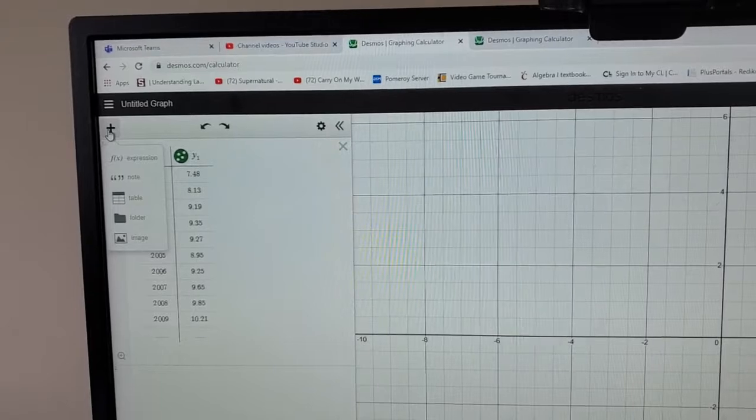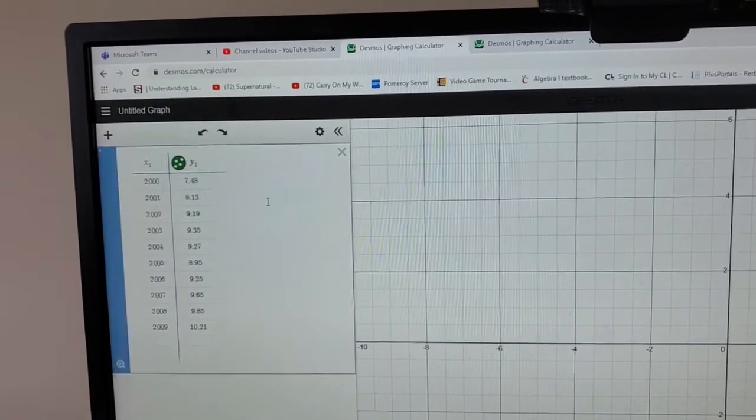So hit the plus sign, and then you're going to pick table. And I already put the data points in the table here. So that's what you're going to do first.